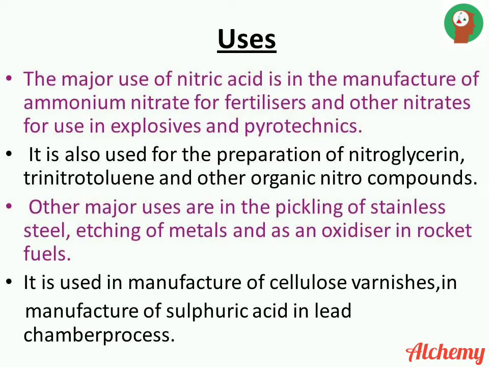Uses of nitric acid. The major use of nitric acid is in the manufacture of ammonium nitrate for fertilizers and other nitrates for use in explosives and pyrotechnics. It is also used for preparation of nitroglycerin, nitrotoluene and other organic nitro compounds. Other major uses include pickling of stainless steel, etching of metals and as an oxidizer in rocket fuels. It is also used for the manufacture of cellulose varnishes and sulfuric acid.